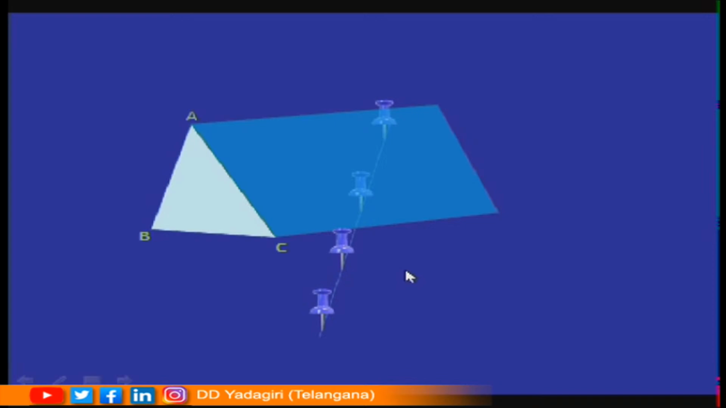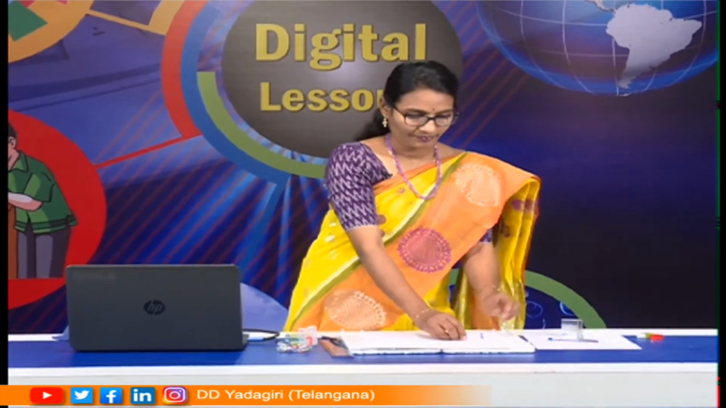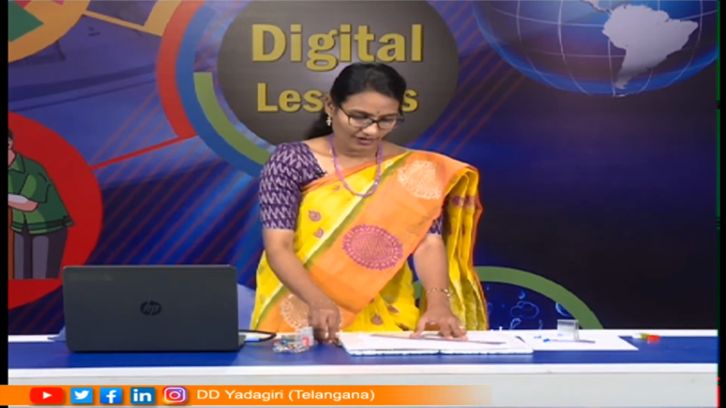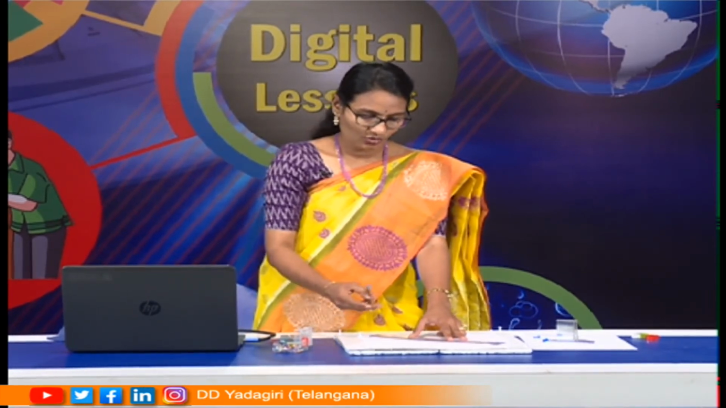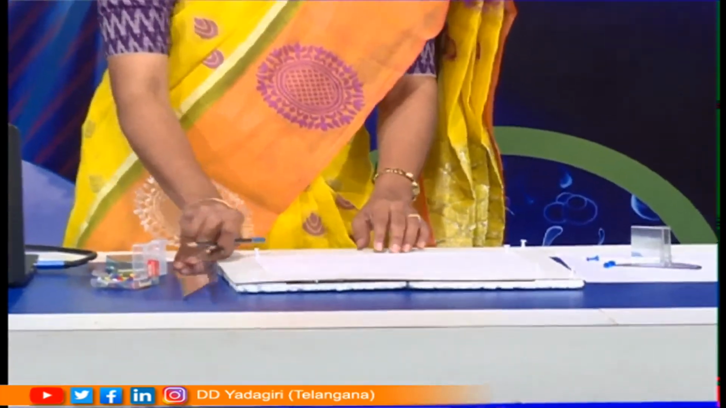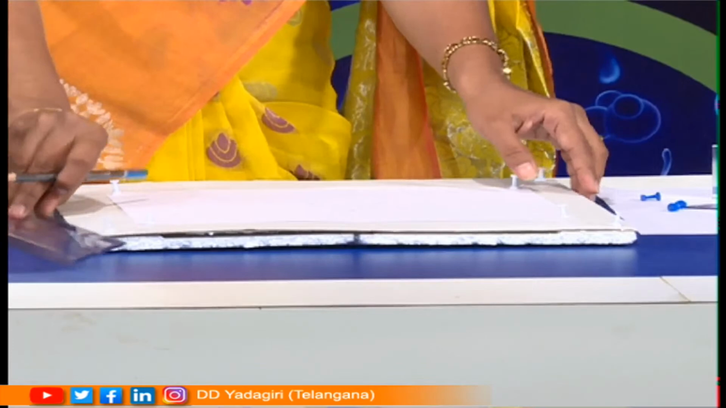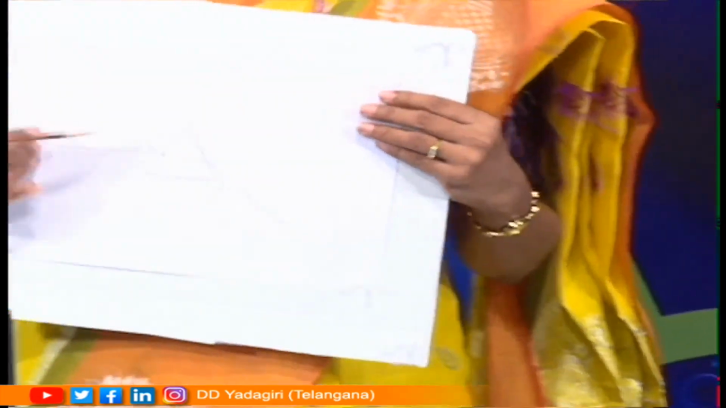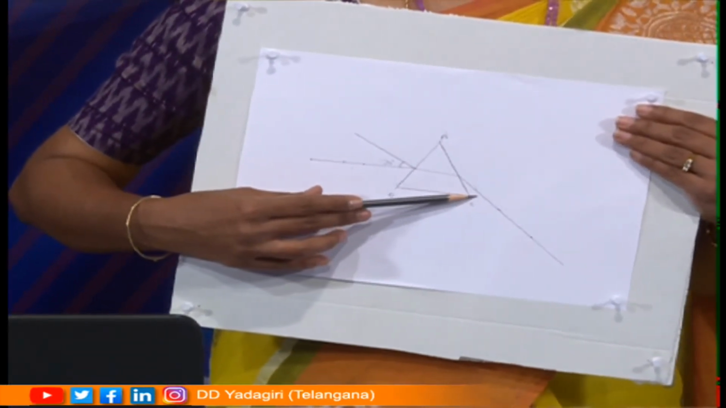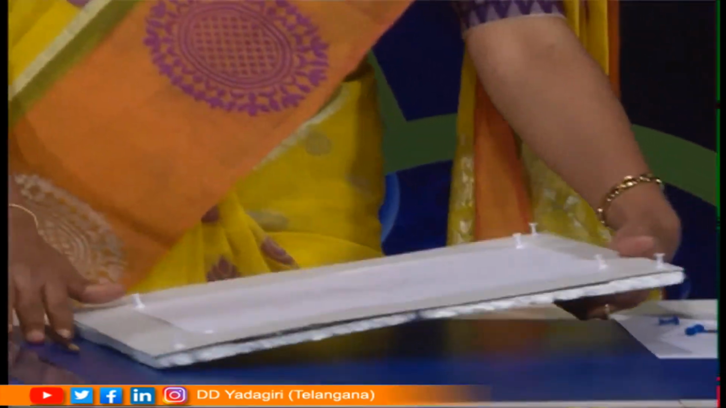So, now remove the pins, and remove the prism and just draw the emergent line where we join the 2 points where we pinned on the drawing sheet. See here children. So, this is the emergent ray we drew for this. Okay. So, now how to measure the deviation angle?